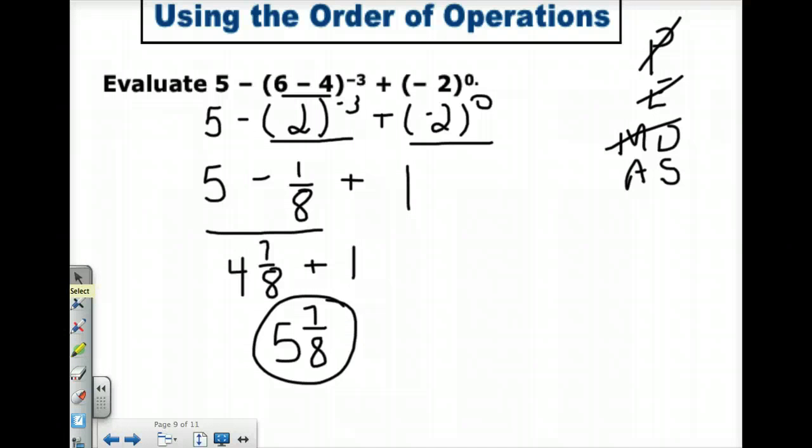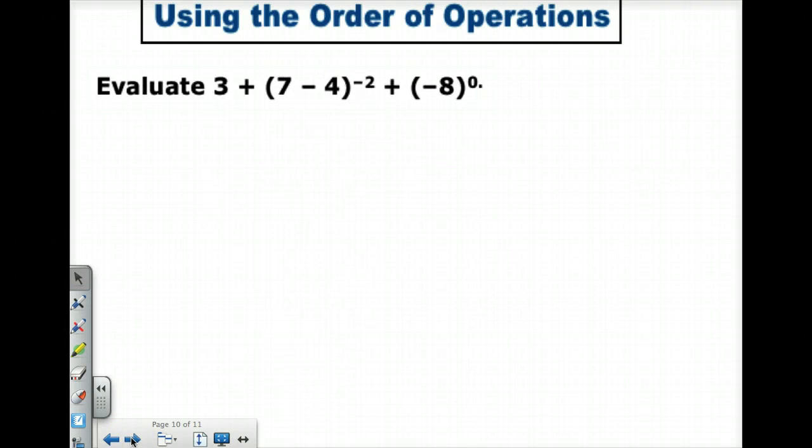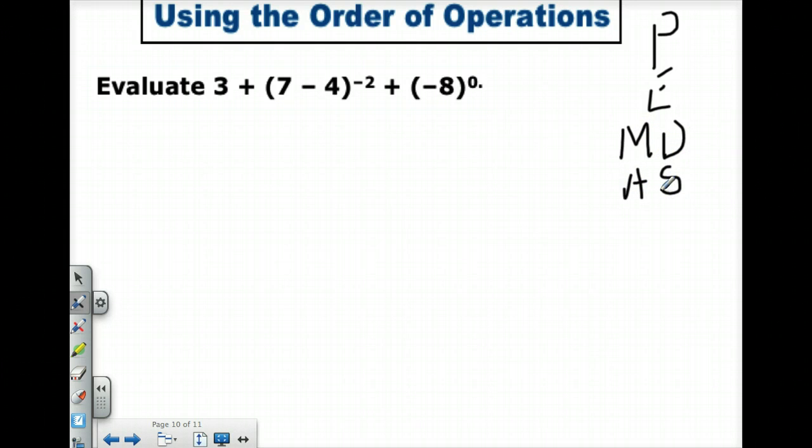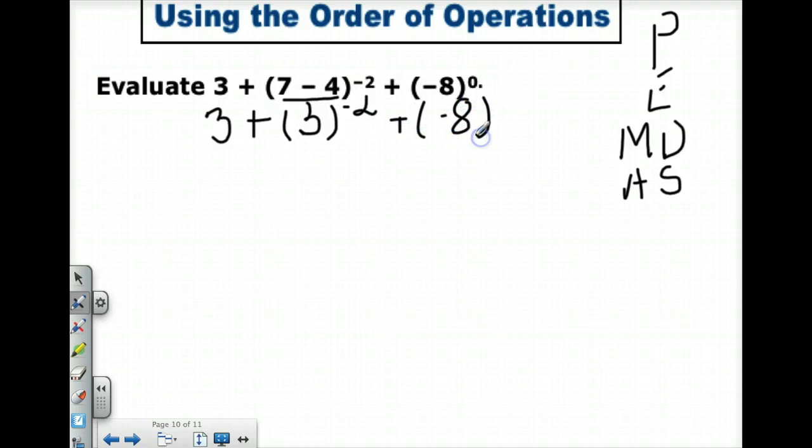And lastly, we have one more order of operations question. By now, you should know to give yourself a visual clue to help you solve order of operations. We're going to start by subtracting 7 minus 4, which is 3. Notice I put my answer back in parentheses.